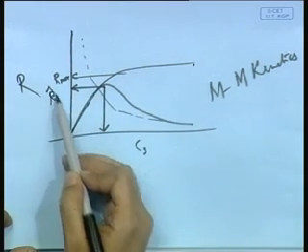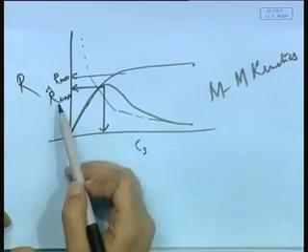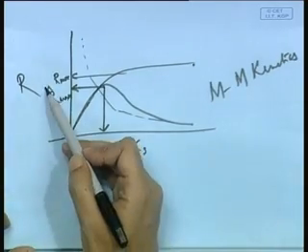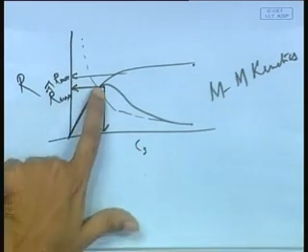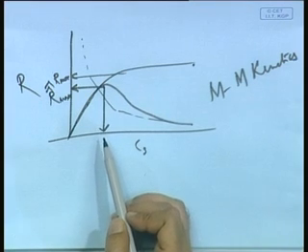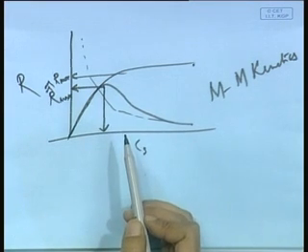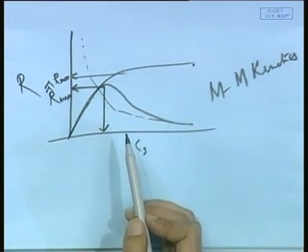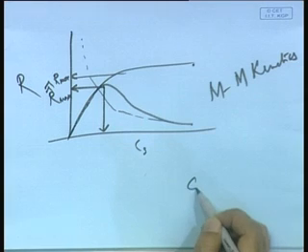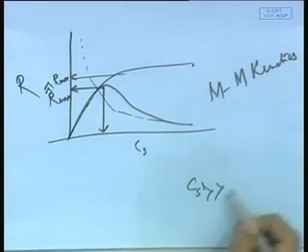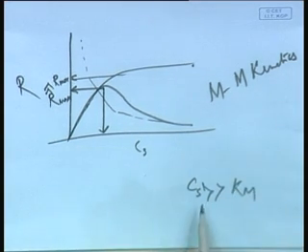Let's call this R max hat, or R max double hat. So, this maximum rate is different. Now, the earlier maximum rate was easy to obtain. How did you obtain the earlier maximum rate? In the limit of CS much greater than Km, right? So, you just put CS much greater than Km in the equation and you got it.